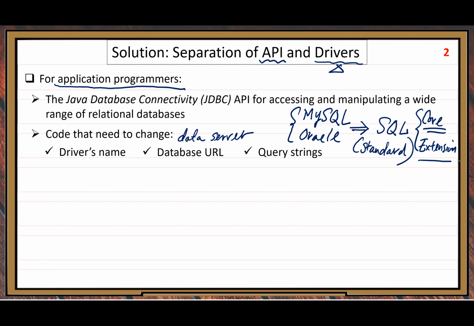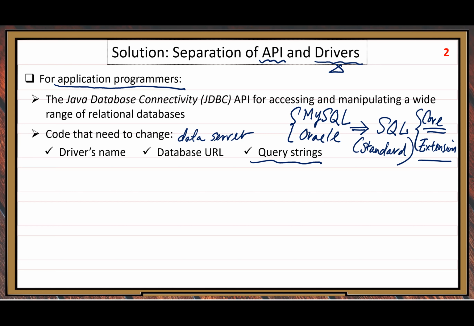Then when you want to change from one DBMS to another, in our query strings usually we do not know which part belongs to the core part and which part belongs to the extension part. Nobody tells you that, so we don't know. For that reason, you have to do some relatively hard work to change this part, the query string part.